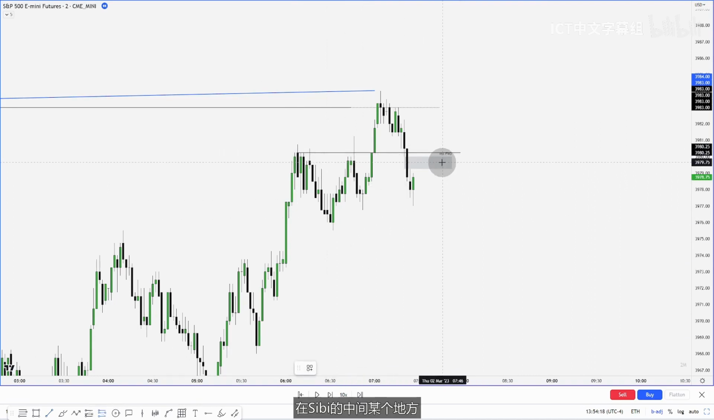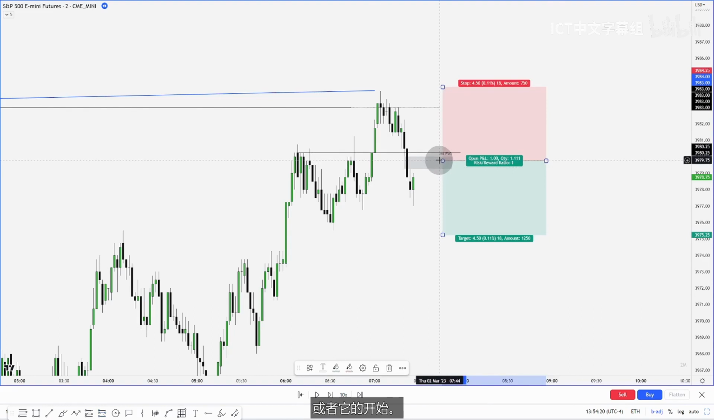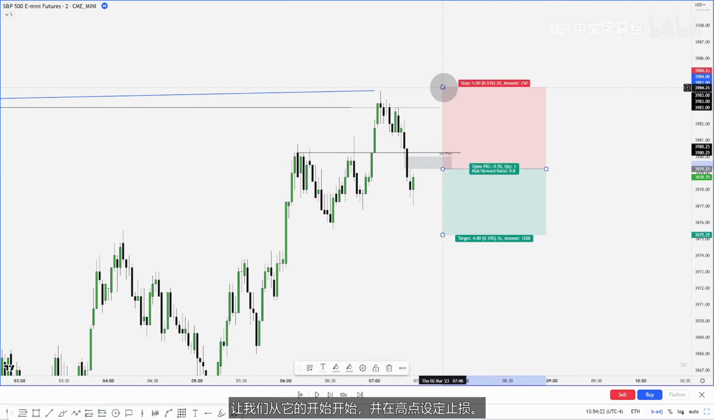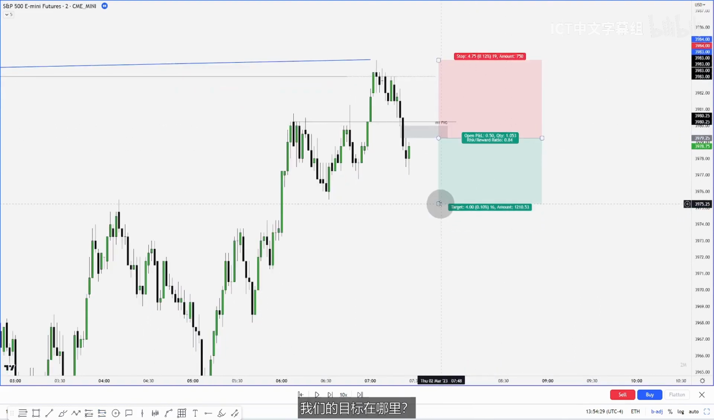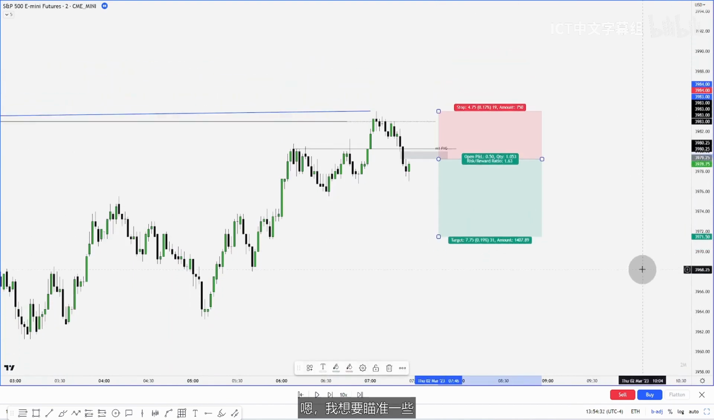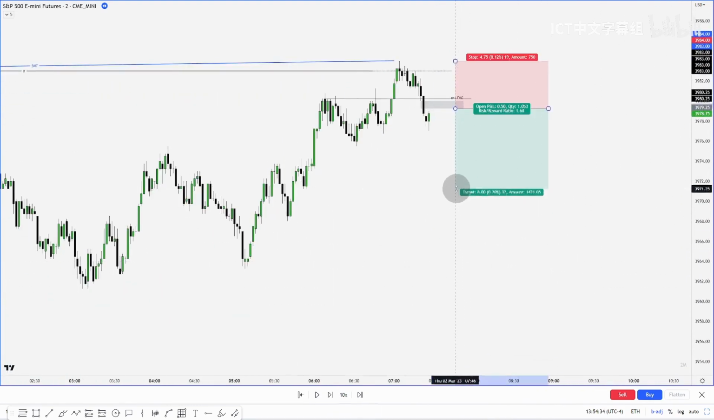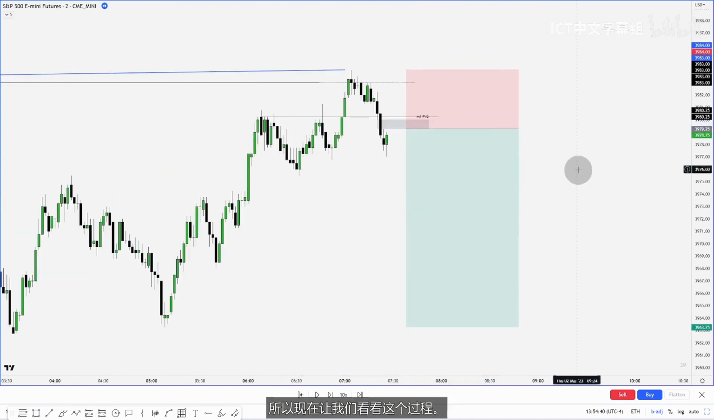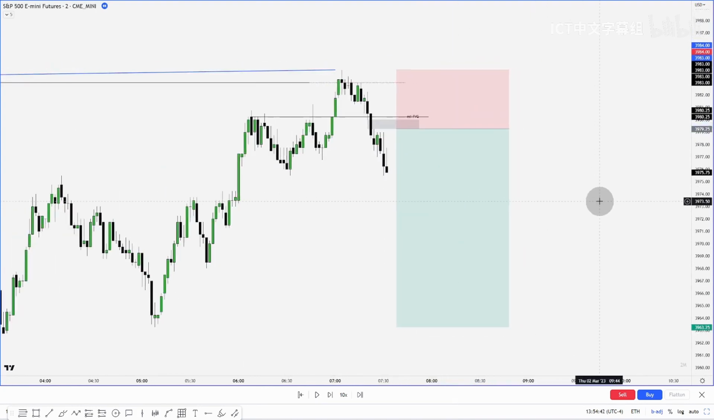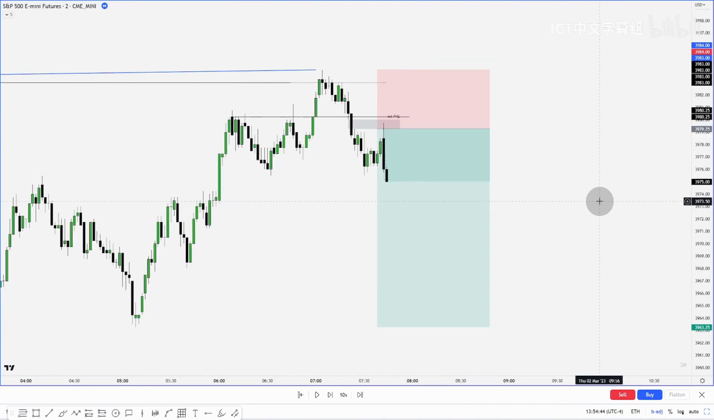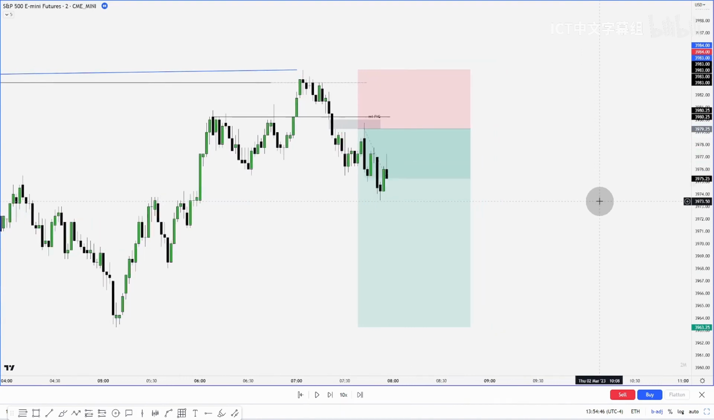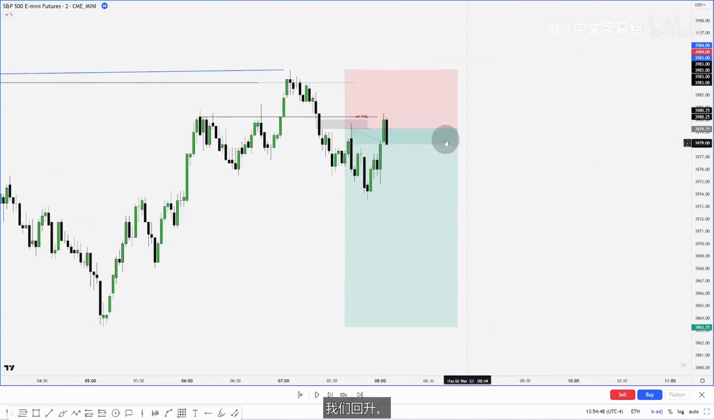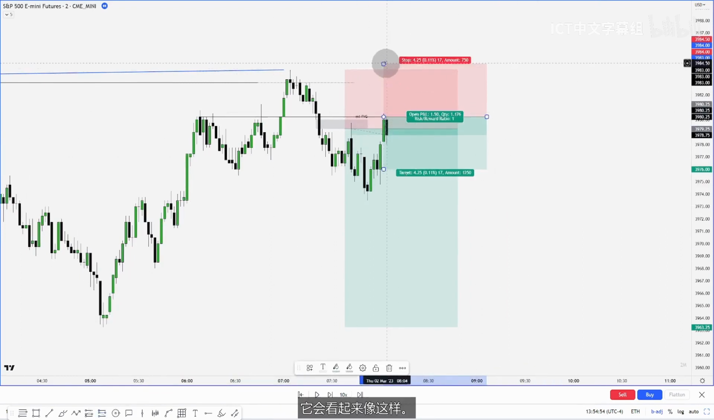So somewhere in the middle of this SIBI or start of it, let's go with the start of it. With our stop at the highs, where do we target? Well, I want to be targeting some lows, so ideally those. So now let's watch this play out. We get tagged in, we come back up. This would be the box setup entry.